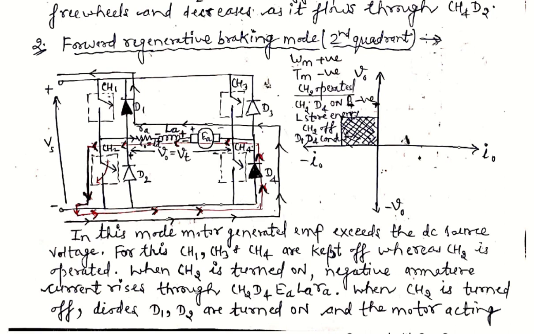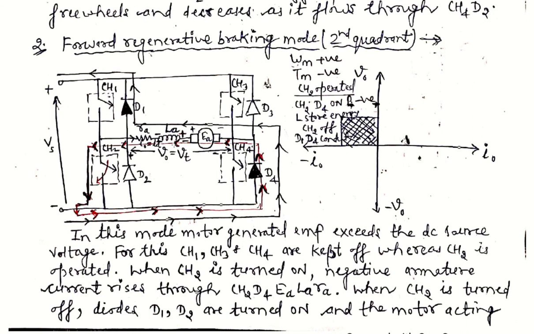So this is CH2, this is D4, with EA, LA and RA. So the path of the current will be like this. It passes through the armature of this DC machine, and current flows through this CH2, and it passes through this D4, again back to EA, LA and RA. This is the path for the current, and the inductor stores energy in this mode of operation.